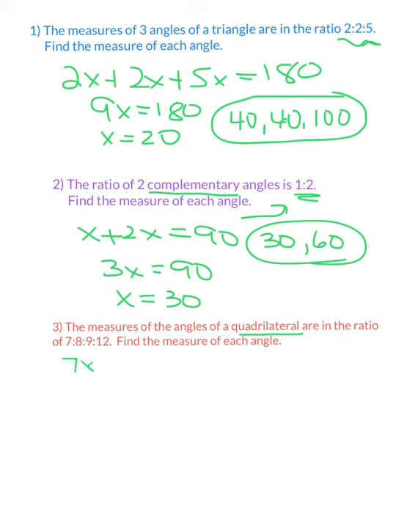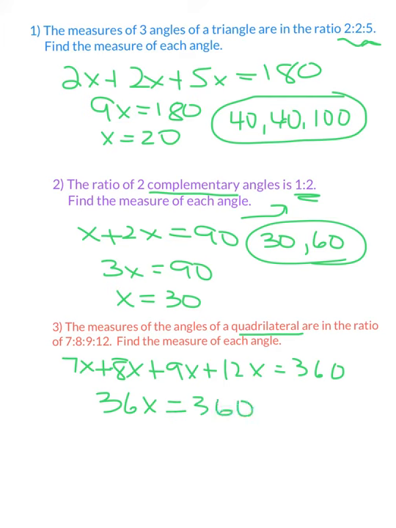I have 7x plus 8x plus 9x plus 12x is equal to 360. I combine my like terms, and I have 36x is equal to 360, so I divide both sides by 36, and I have x is equal to 10. I substitute that into my ratio, and I have my angle measurements are 70, 80, 90, and 120, and when I add those measurements together, I will get 360, so I know I did it correctly.